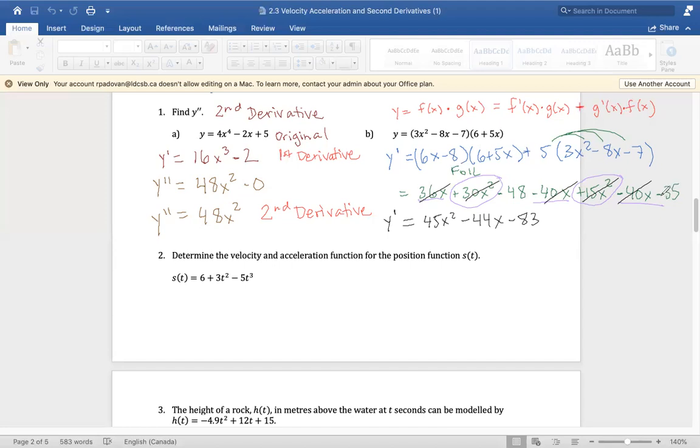Now, I haven't got the second derivative yet, like it asked. So to get y double prime, I'm just getting the derivative pretending this was my line here. So doubling 45 would be 90x, bringing that 1 in front, minus 44, x to the exponent of 0. The x is gone, and that's just 0. So 90x minus 44, and this is our second derivative.